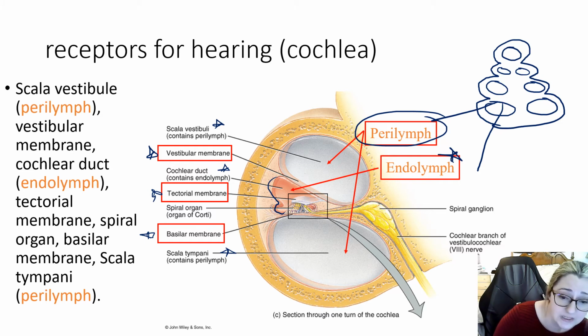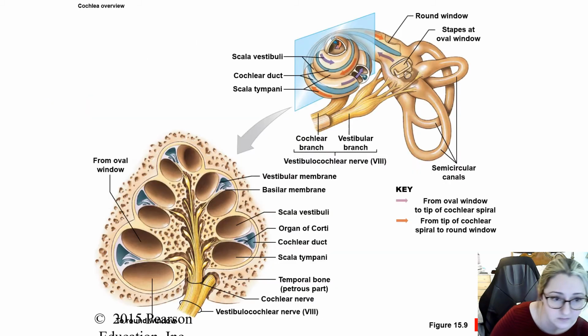This is the fluid that is going to have that sound wave moving through it, and as it moves through, it is going to affect this organ right here. So this is the organ of Corti. As I said, this is the view that we're looking at here, and you can see it a little bit better. You'd have that little organ of Corti right there.